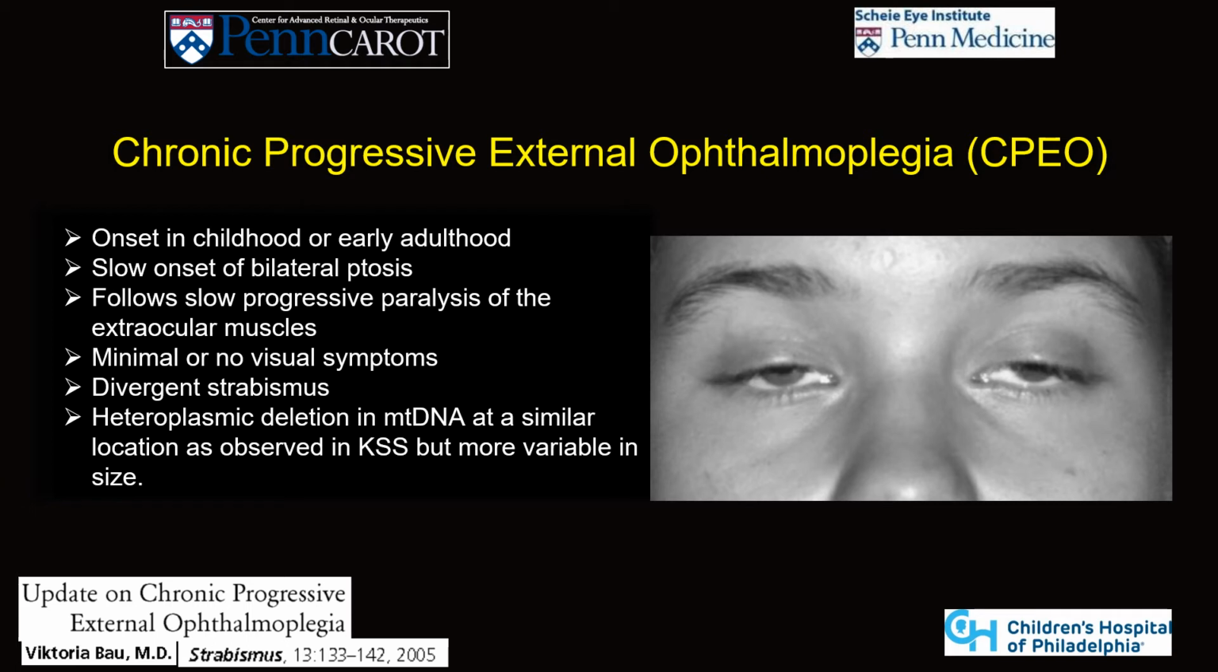Sometimes there is drifting of the eye, typically outwards, which we call divergent strabismus or exotropia, and typically they don't produce a lot of symptoms early on. The patients adapt by turning their heads and doing tricks to compensate even without knowing. The associated mutations are usually heteroplasmic deletions in mitochondrial DNA, which are much more variable but in a similar location as we see in Kearns-Sayre.